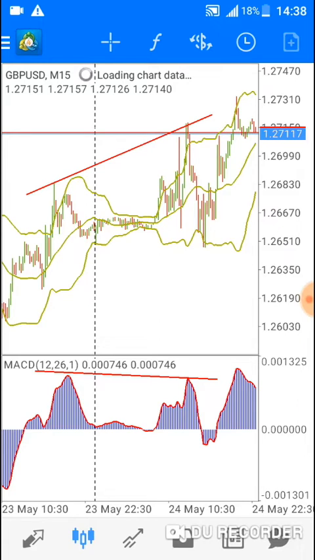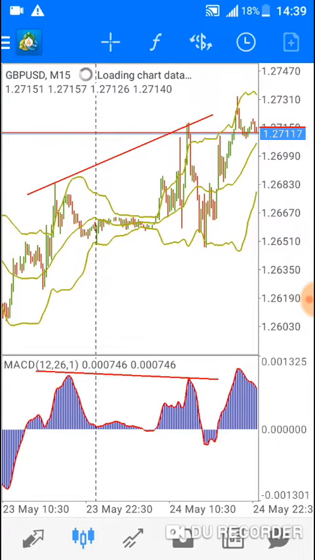So how do we go about this strategy? The strategy is based on MACD divergence and the Bollinger Band breakout. What is divergence? Divergence is when the price is doing the opposite of what an oscillator is doing. In this case, MACD is our oscillator.